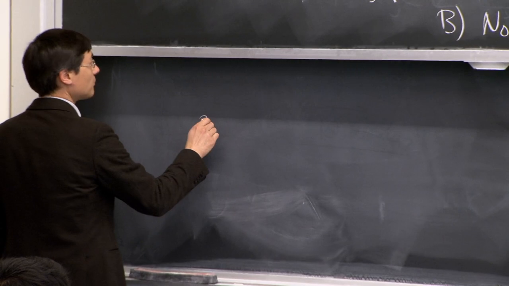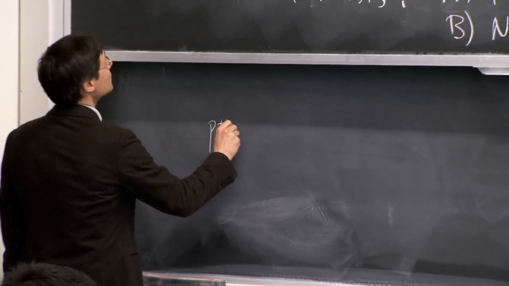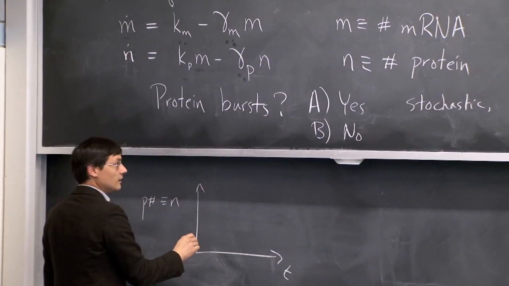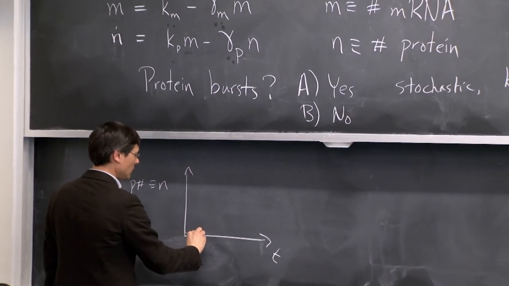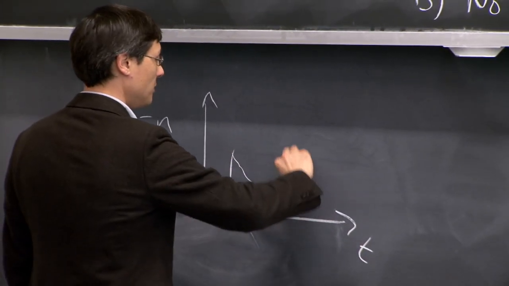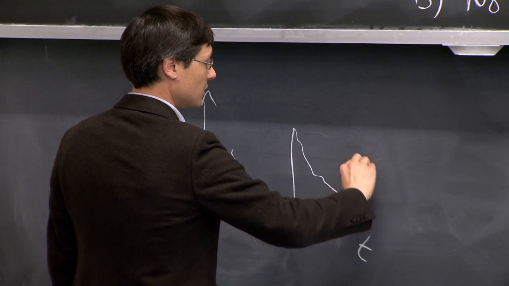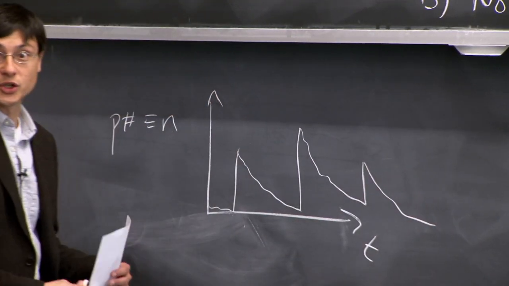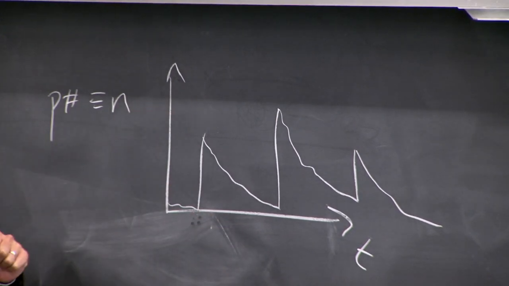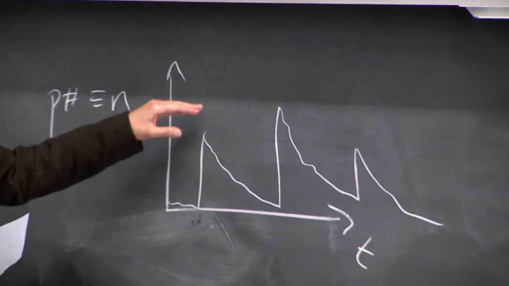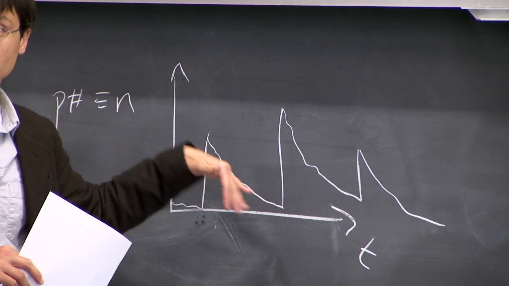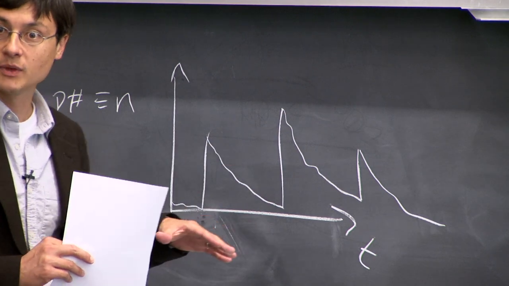So if you look at the protein number, which is defined as this n, as a function of time, then in one regime you're going to see it kind of low, you get a big burst, and then it kind of comes down, and then a big burst, and it comes down, and burst, and it comes down, right? So this is the regime where you have infrequent mRNAs being produced, and then large size bursts from each mRNA. Right, and then you kind of get this effective degradation or dilution of the protein numbers over time.